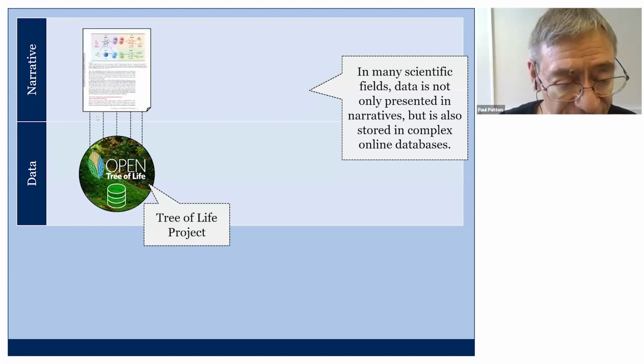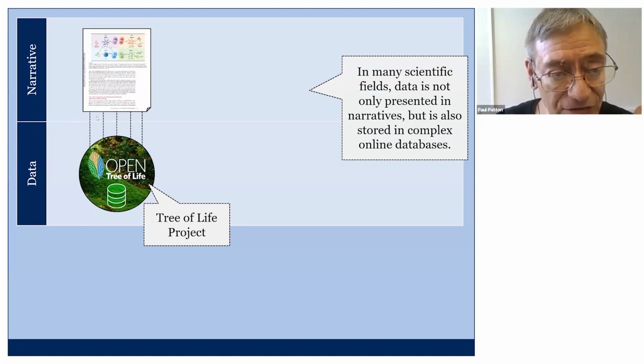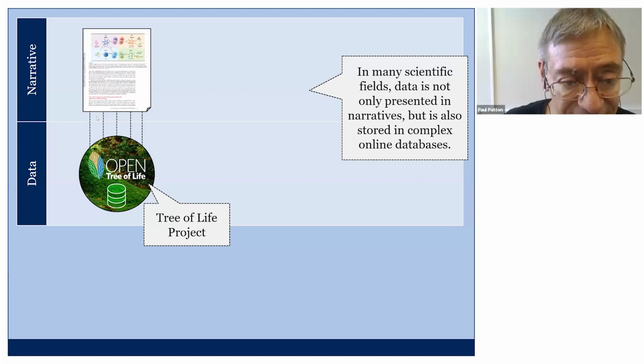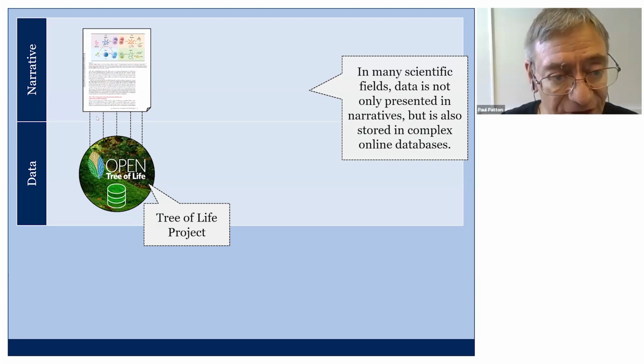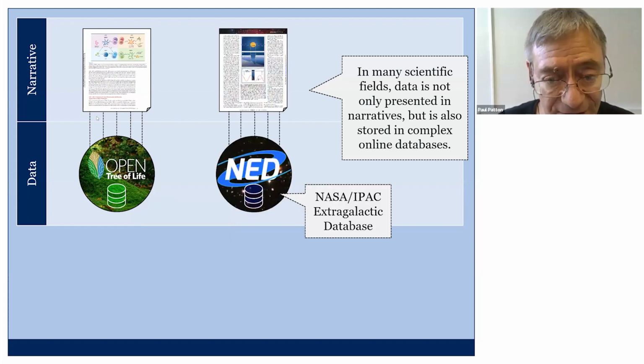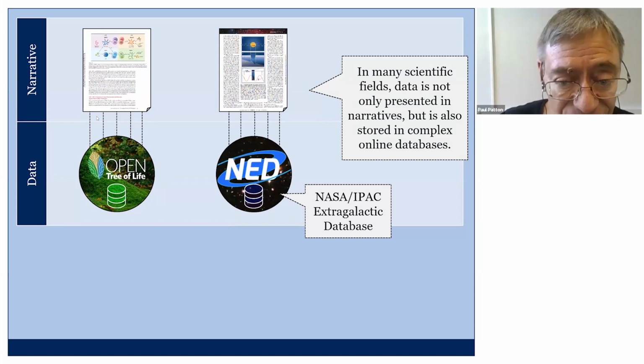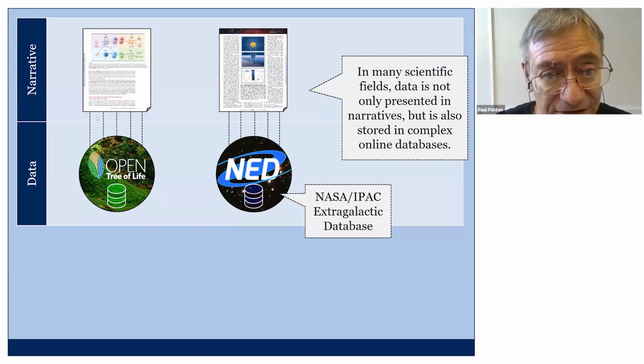Okay, here's an example. This is the Tree of Life project, which takes the huge body of narrative scientific papers in the field of biology and integrates them into a database of species and of items relevant to evolutionary biology. Here's another example. This is the NASA IPAC Extragalactic Database. This takes and integrates from scientific papers a huge body of data in the field of cosmology.